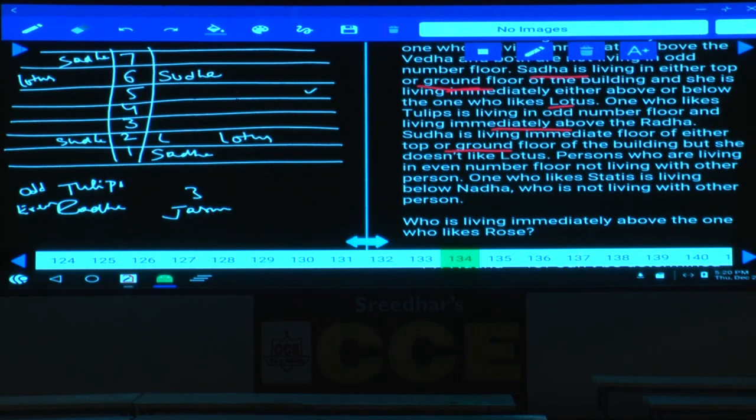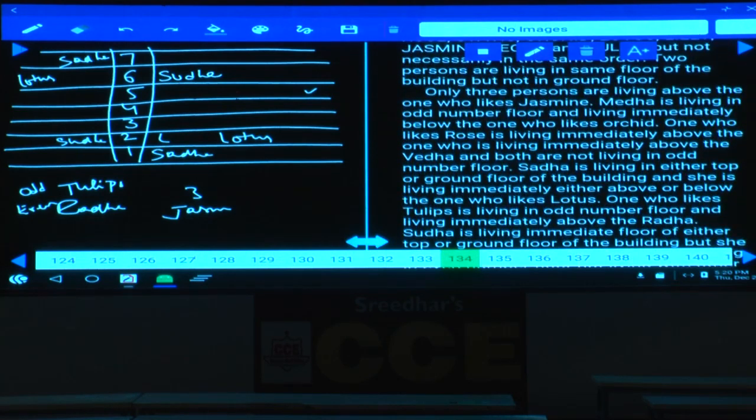And persons who are living in an even number floor are not living with any other person. That means in an even number floor, there is exactly one person living on that floor, and in the odd number floor there are only two persons. One who likes status is living below Nada, who is not living with any other person. Now this is the information we have as of now.